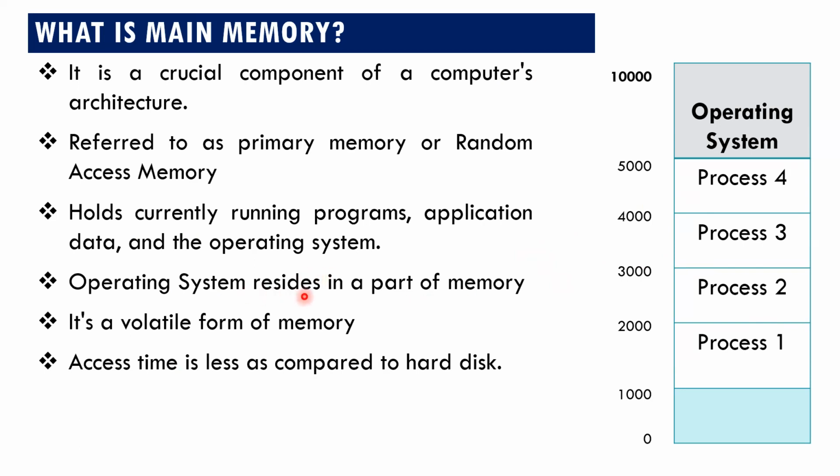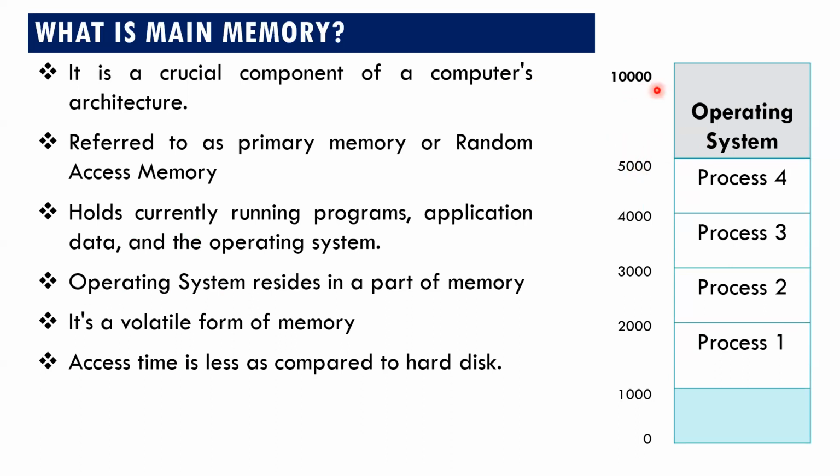The operating system also resides in a part of the memory. Generally, the operating system resides either in the higher memory area or in the lower memory area. But most computers store the operating system in the higher memory area. The meaning of higher memory is, if you start the addresses from 0 to 1000 and then 2000 up to 10,000, let us consider this as the main memory size, which is 10 KB for simplicity. In this case, the operating system is residing in the addresses ranging from 5,000 to 10,000.